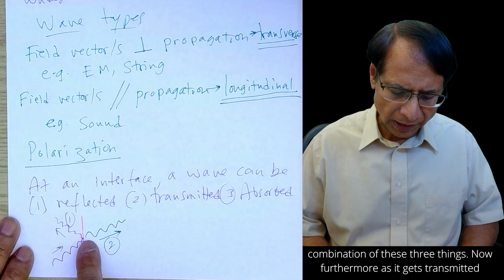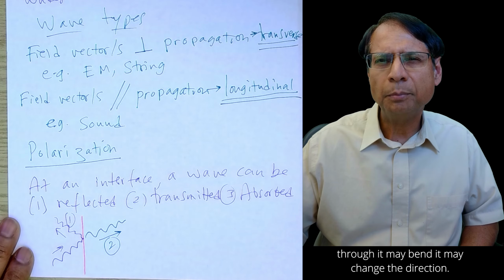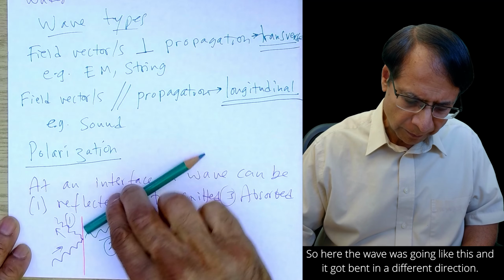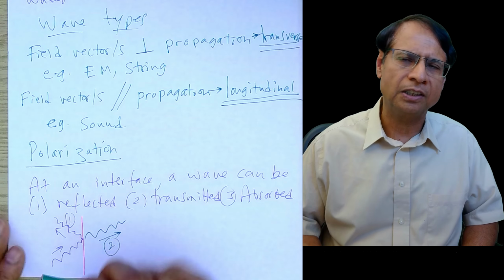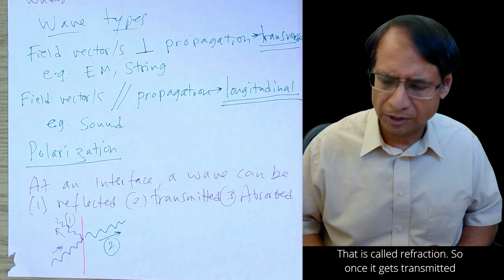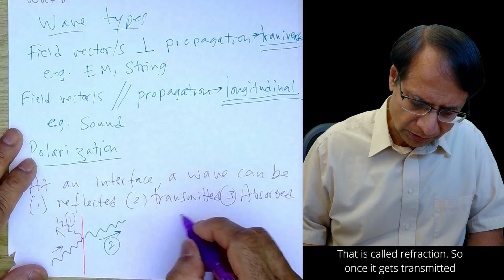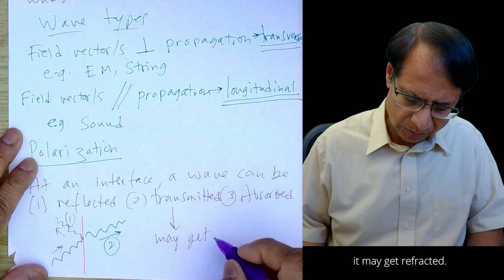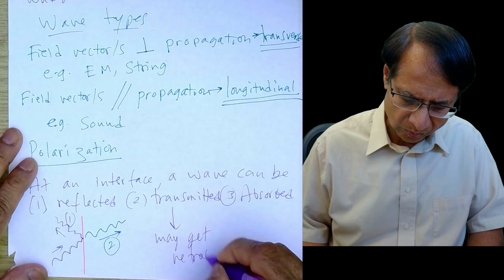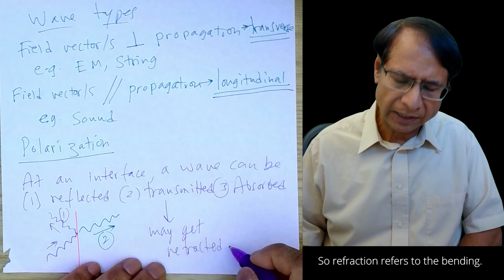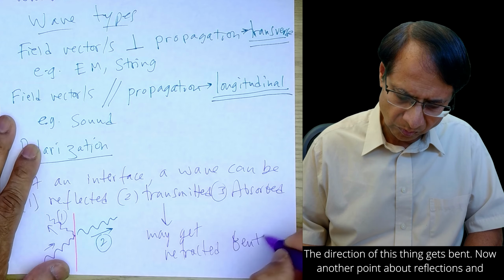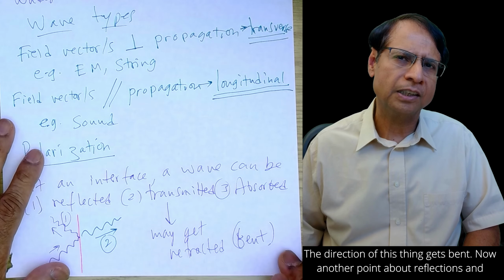Now furthermore, as it gets transmitted through, it may bend, it may change the direction. So here the wave was going like this, and it got bent in a different direction. That is called refraction. So once it gets transmitted, it may get refracted. So refraction refers to the bend. The direction of this thing gets bent.